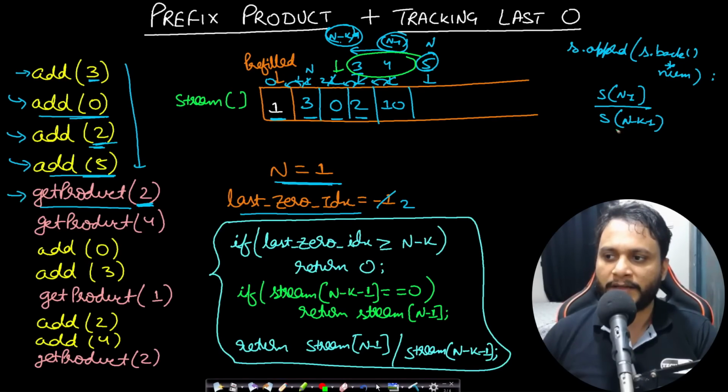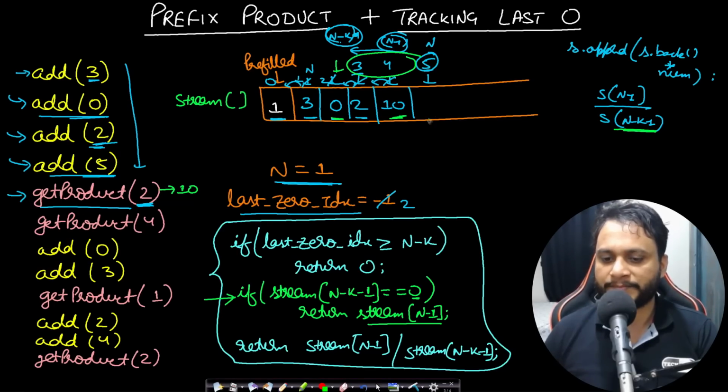But if you look at it, the stream at n minus k minus 1 is 0, and this was the special case that we were talking about, right? If this is 0, then whatever is 10, that will be the result, isn't it? So if you look at the code, I have already written this case: if the stream at n minus k minus 1 happens to be 0, then return the stream at n minus 1. That means whatever is the value must have been the product of the range that we are talking about, right?